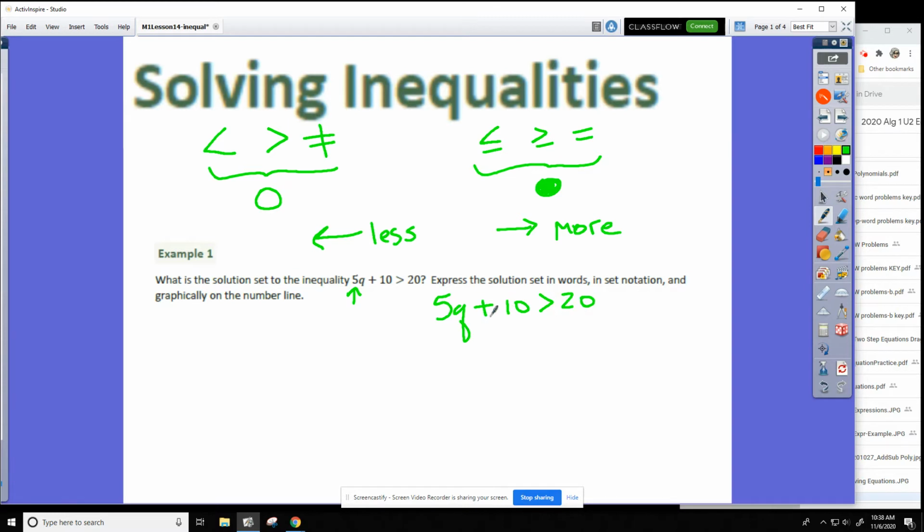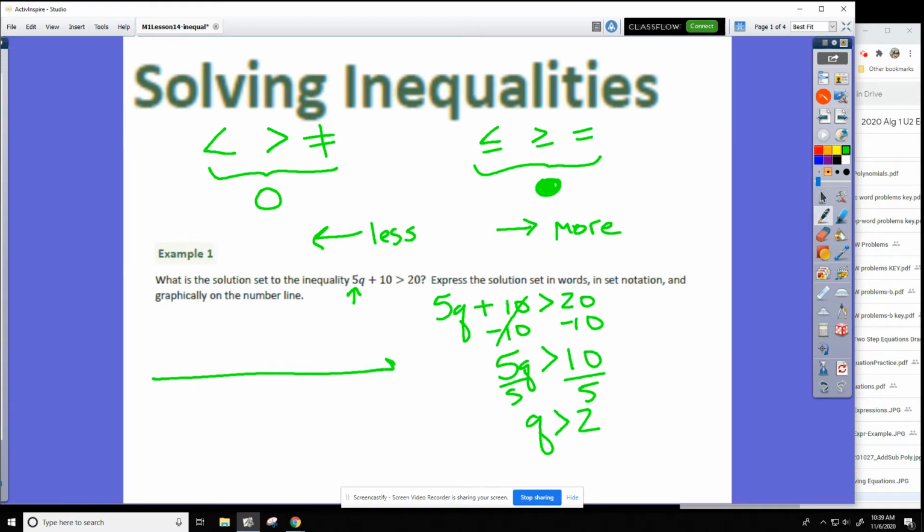So our first step, this is a two-step, is to minus 10. And we get 5q greater than 10, 20 minus 10. And then our last, second step, it's a two-stepper, is to divide by 5. And so q is greater than 2. When you're doing your assignment, if you don't have a printed copy and have a number line, I want the center number to be the focus, the answer, and then go up to and go down to.